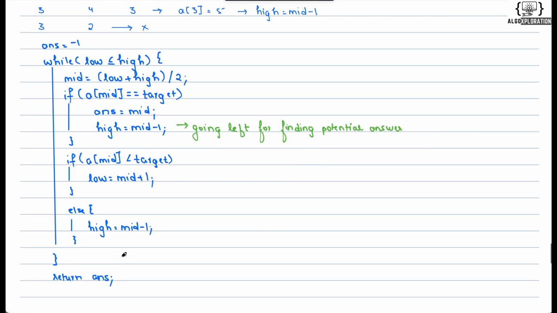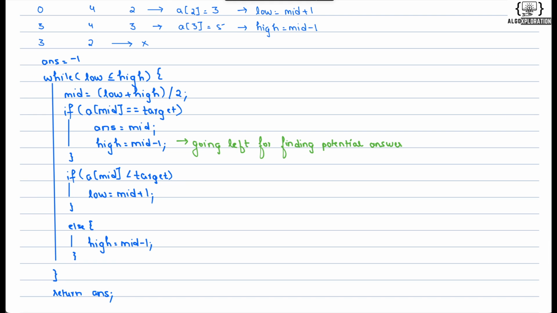So I hope you got this. Now talking about the time and space complexity of this approach, since we have applied binary search, every time the data set is dividing by 2, so time complexity will be order of log n, and the space complexity, since this is an iterative approach, is O(1).